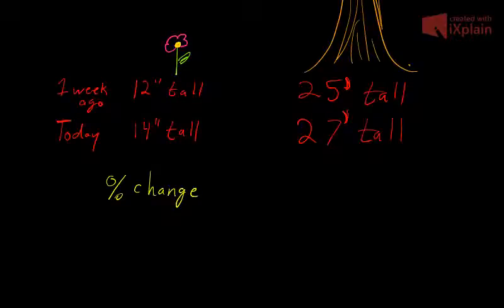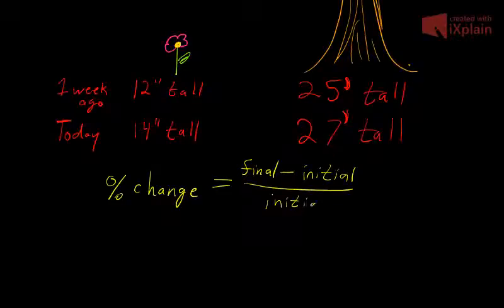The percent change of something is going to be equal to the final minus the initial divided by the initial. And that's how we're going to find percent change. It's the final value minus the initial value divided by the initial value. And I'll show you guys how this works a little bit.